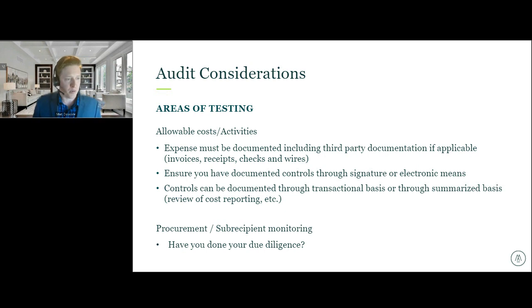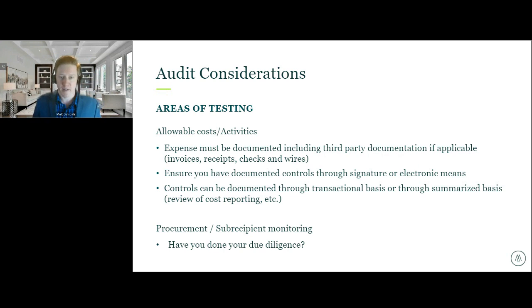Documenting controls through signature or other electronic means. You don't necessarily have to have someone signing off on that. A lot of folks use evidence based in electronic means. So an email or some sort of procurement software that documents those approvals. Just make sure that you have that ready, so the auditor is going to ask for it and want to look at those approvals.